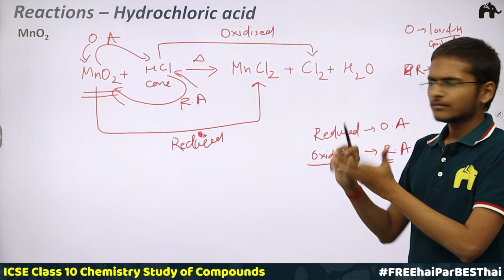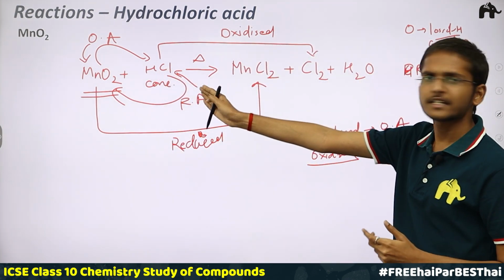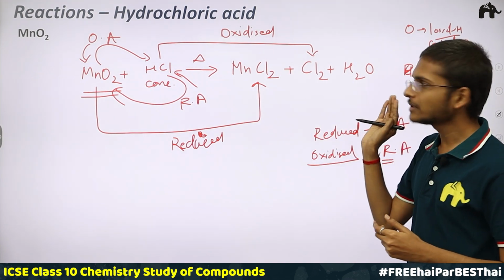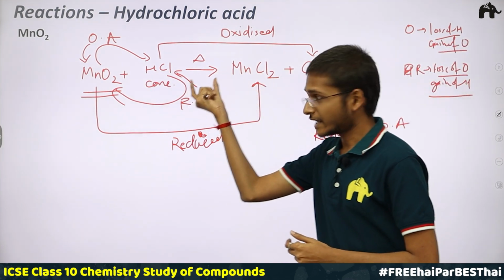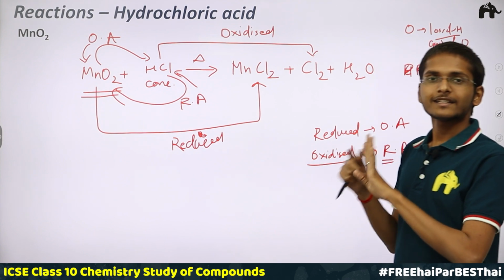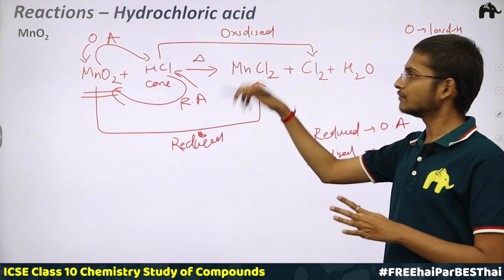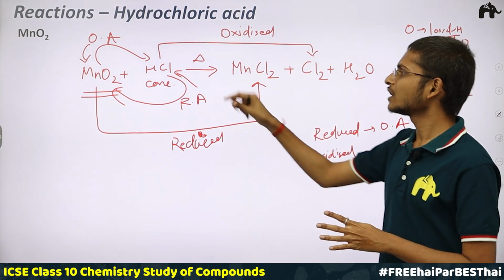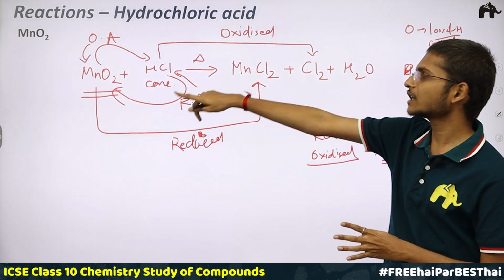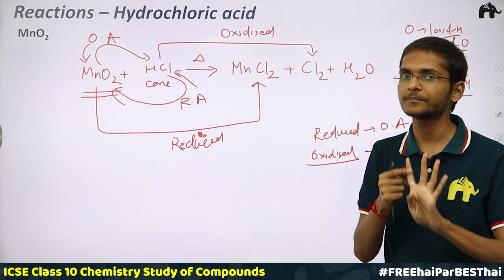So this you have to remember: the reactants, the products which are formed, the condition, which is to heat, and lastly, what is getting oxidized and what is getting reduced. Based on this, you can figure out which is the oxidizing agent and which is the reducing agent.